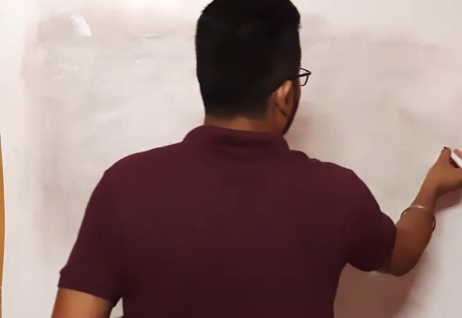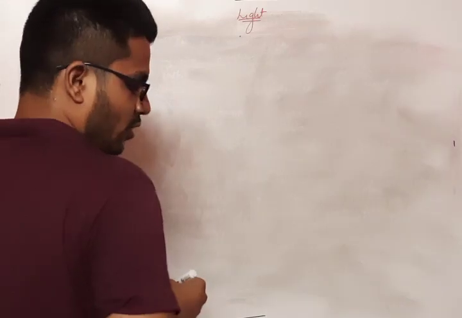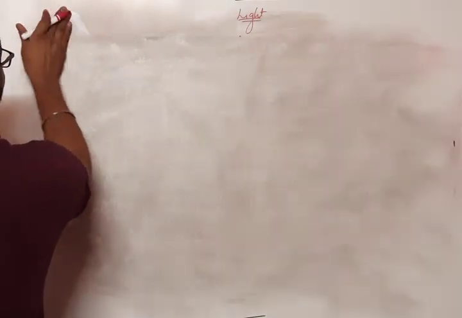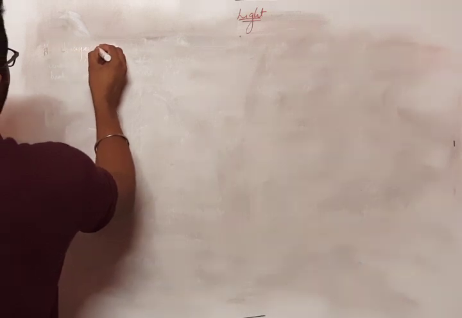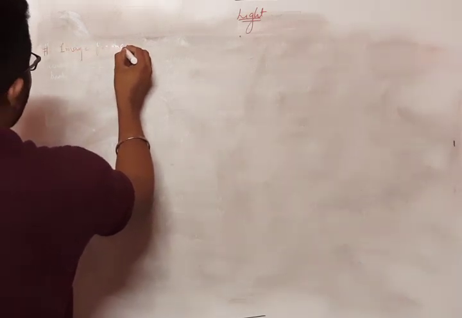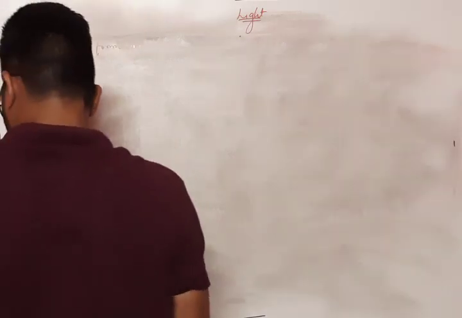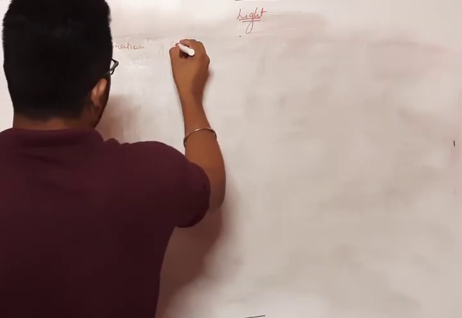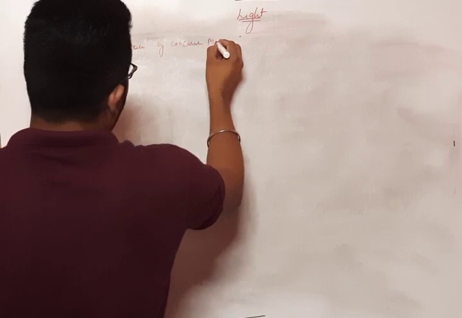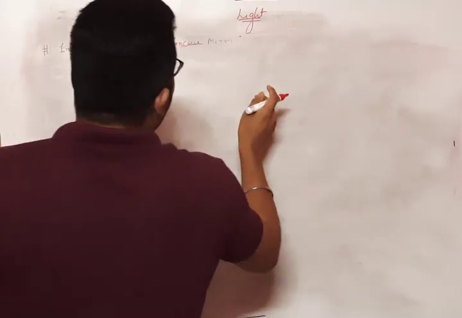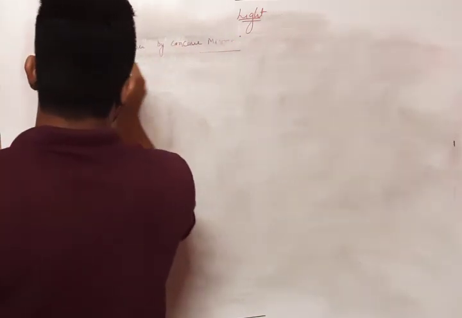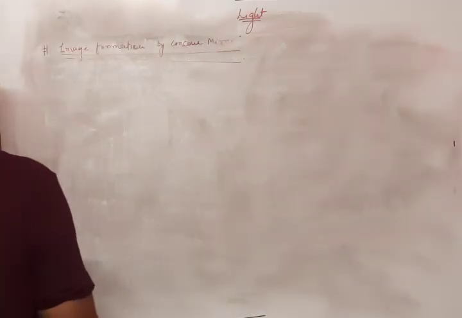Okay, let's start. So what are we going to discuss? We are going to discuss image formation. What is the heading? The heading is image formation by a concave mirror. This is the heading. Okay beta.